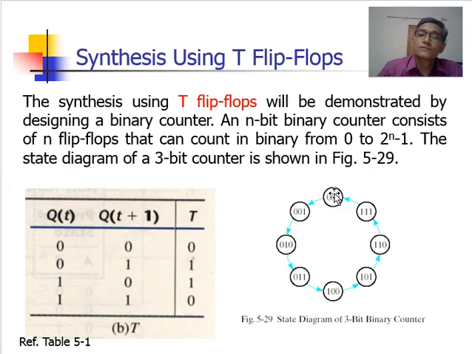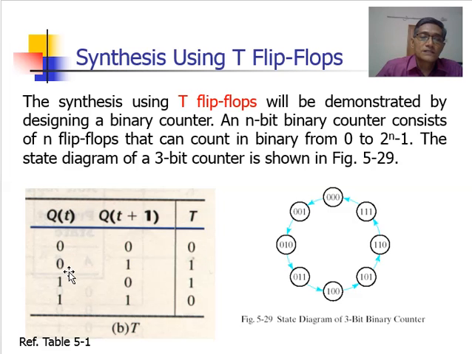the T flip-flop design, that is the basics of T flip-flop operation based on its excitation function, the excitation table. If the present state Q of t is 0, and the next state Q of t plus 1 is equal to 0, that is both present state and next state are 0, 0, then the input T for that flip-flop will be 0.